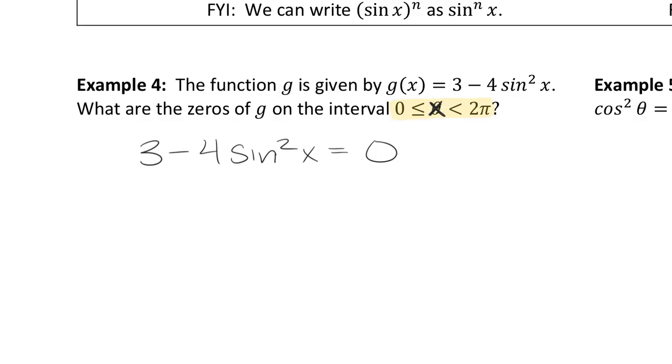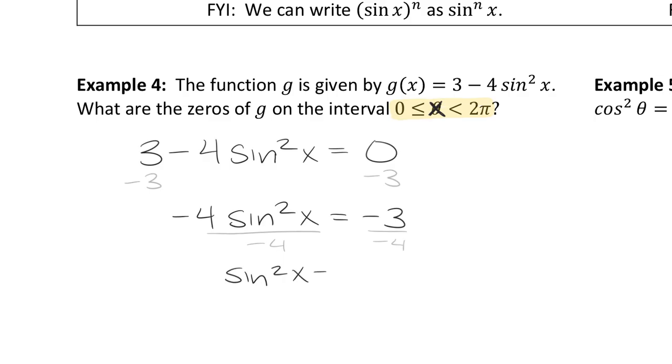Walk me through this one. What should I do first? I agree. Subtract 3 from both sides. This becomes negative 4 sine squared of x equal to negative 3. What next? Divide by negative 4. The negative 4s on the left side will cancel, and on the right side, the negatives will both cancel, but I get 3 over 4.